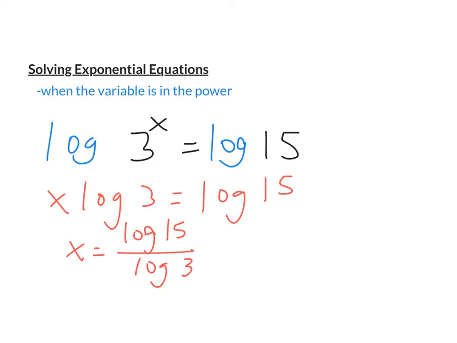Be careful. One of the things you want to do when you type this in is, because when you hit the log button on your calculator, it will automatically give you that left parenthesis. Be sure to close the parenthesis. If you don't, it will try to take the log of 15 divided by log of 3 all inside of these parentheses. So make sure you close the parenthesis around the 15 before you put the division symbol.